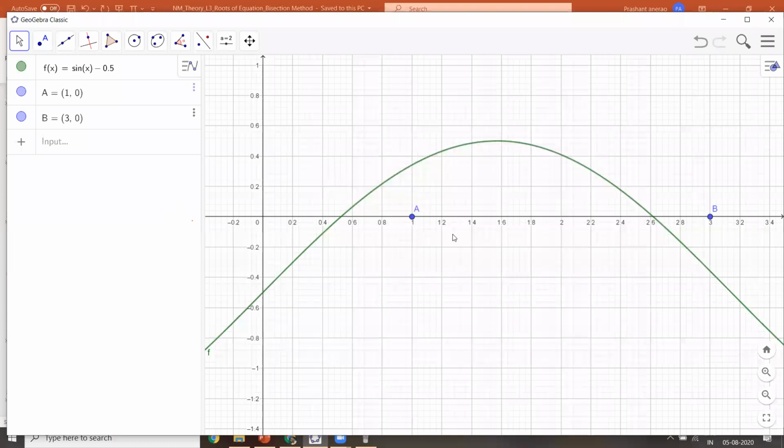So we started with a guess A, B. After that, what did we do? We came up with its midpoint x0. So this is your x1, x2, and this is x0 for the first iteration. Okay, now you have to do the second iteration. What will you have to do in the second iteration? You will have to identify whether the root is between x1 and x0, or between x0 and x2.